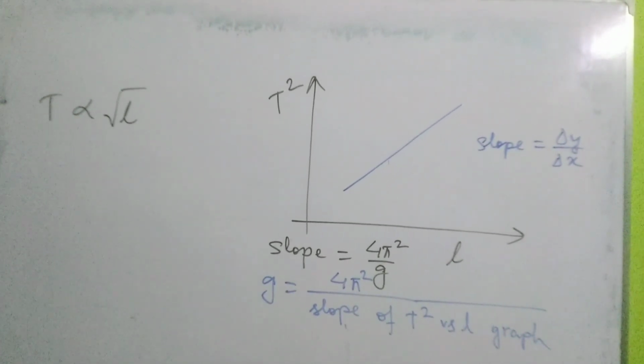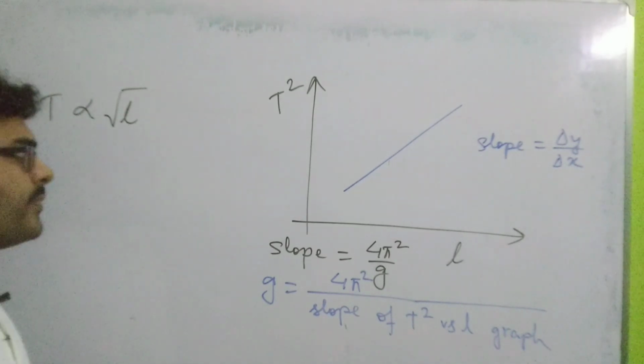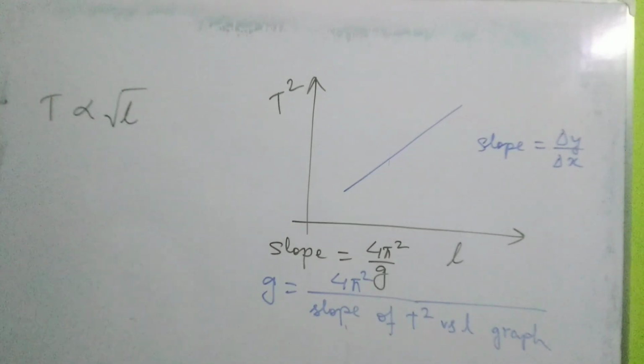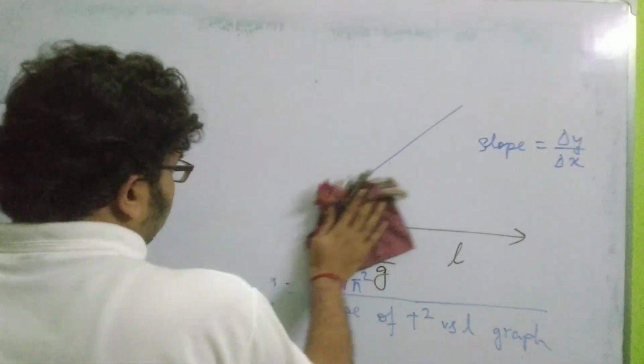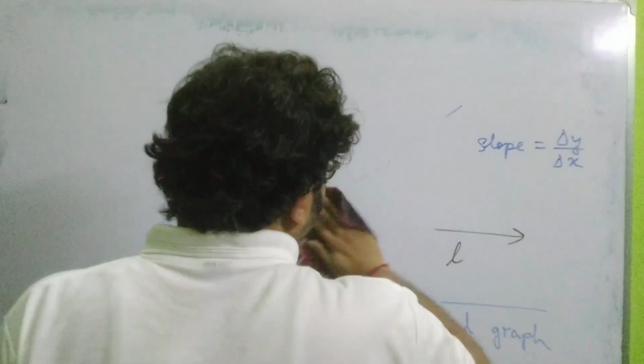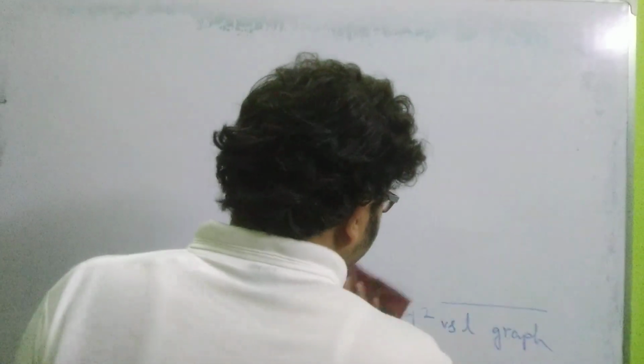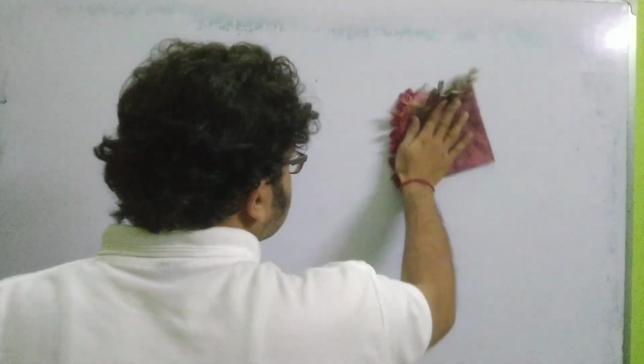Now, the next topic that we will be discussing is: what are the factors on which the time period of a simple pendulum depends? Let us see what the factors are. I think you have noted down this relation. If not, please pause the video, move back a little, and note it down. Now see.